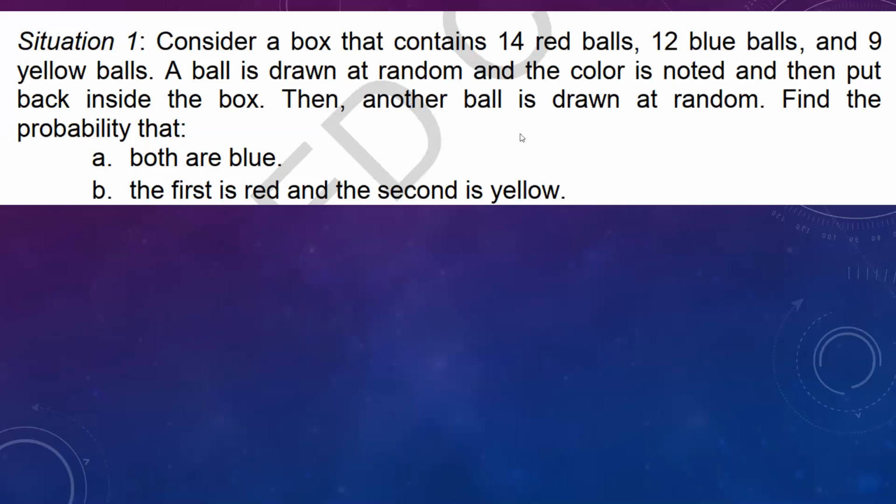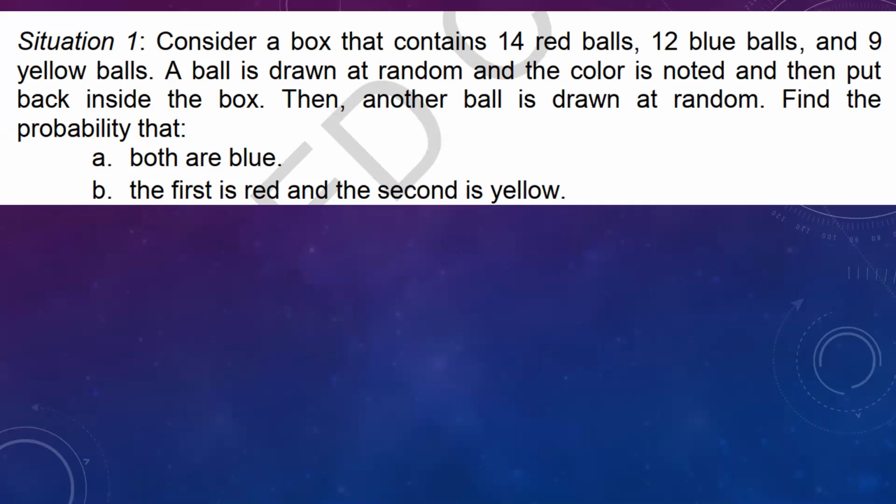Nababasa po? Opo. Situation number 1. Consider a box that contains 14 red balls, 12 blue balls, and 9 yellow balls. A ball is drawn at random and the color is noted, then put back in the box. Then another ball is drawn at random. Find the probability that.